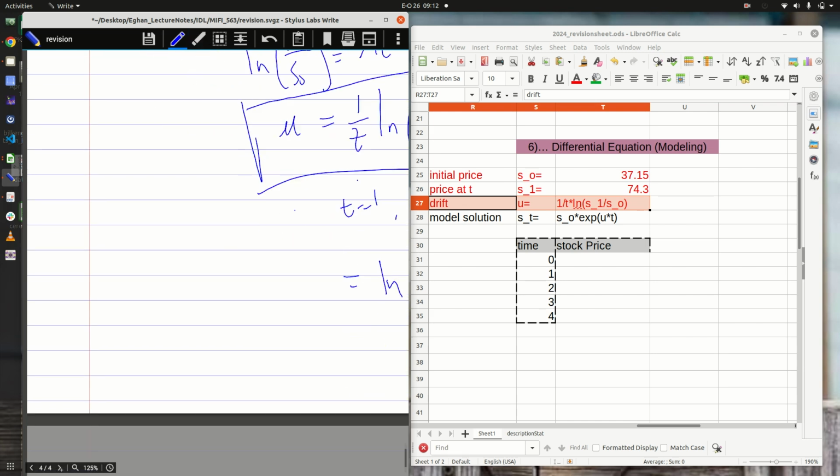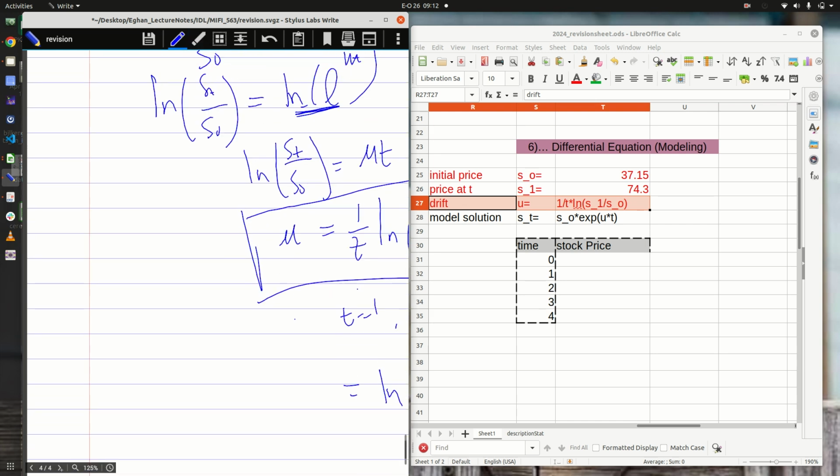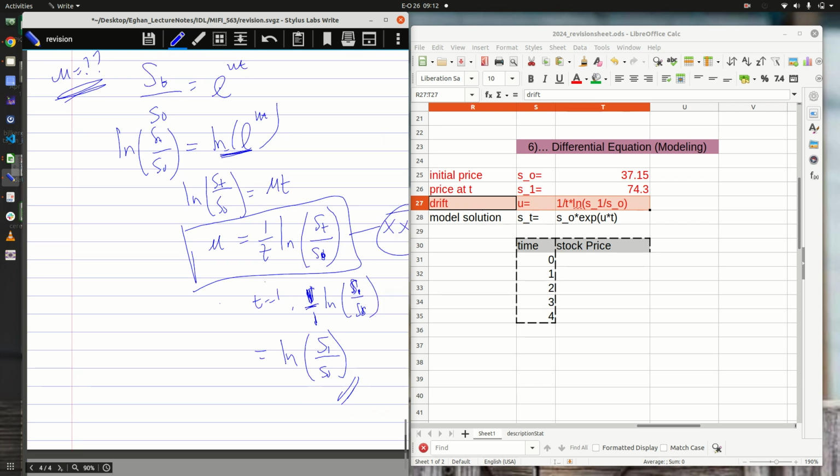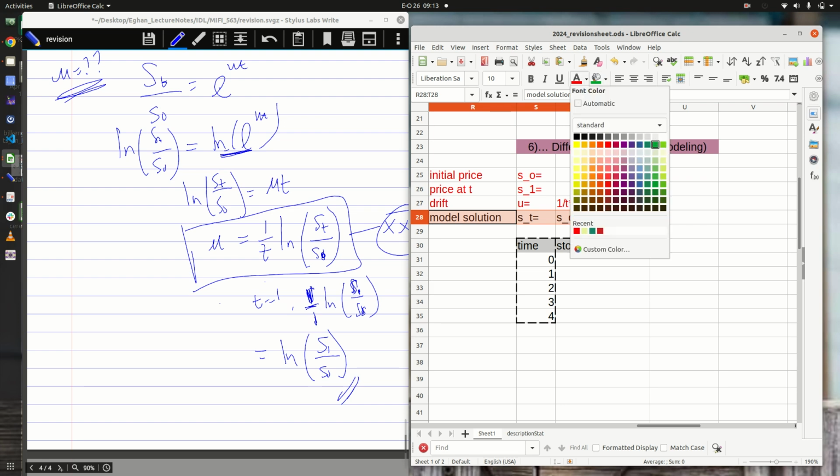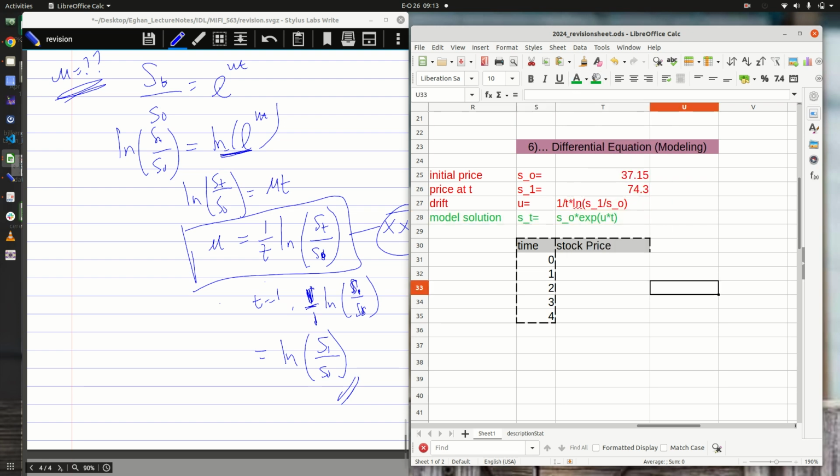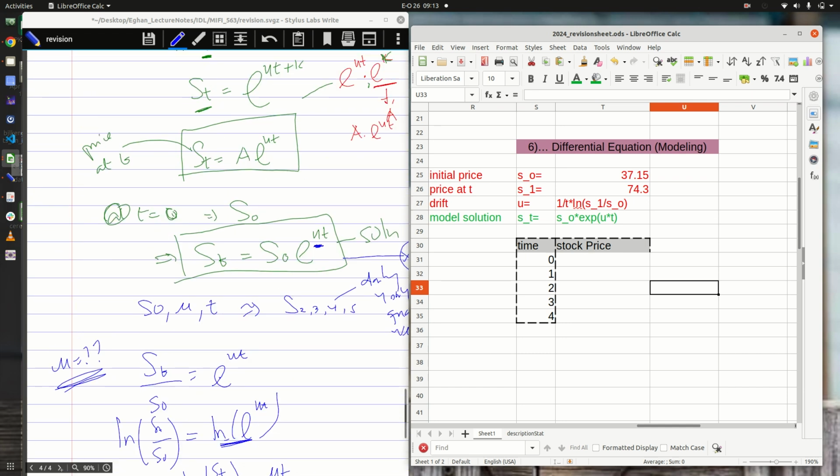Okay, so we had mu to be 1 on t ln(st on x naught). That's what I've typed here, nothing more, nothing less. Now the model solution, let me use a different color here. Green should do. The model solution is what I had here from equation star: st is equal to s naught exponential mu t. I just typed my solutions and then my mu out.